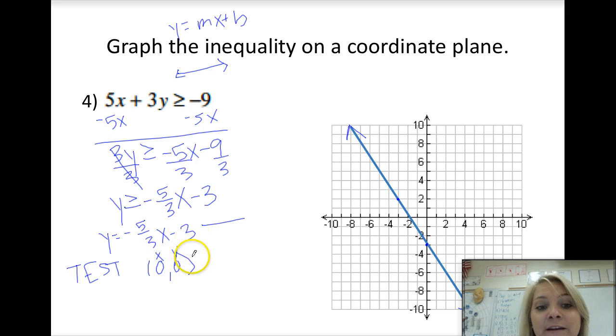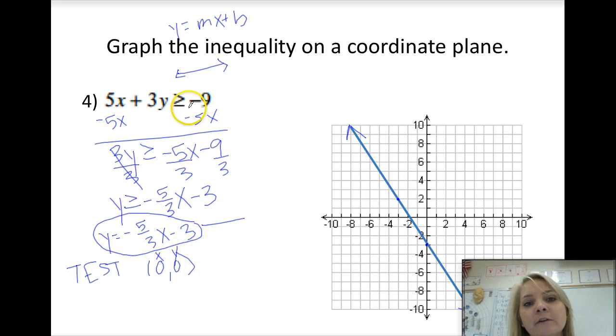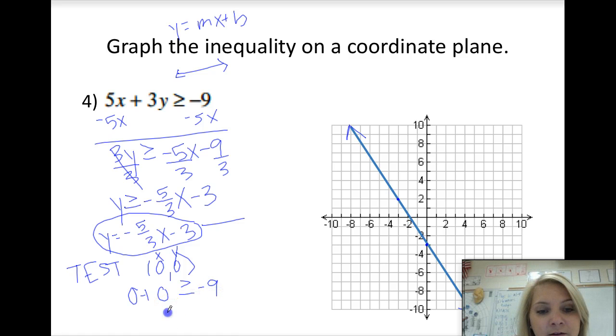Now from this point, you can either substitute it into the equation that we solved or the original equation. I lean towards putting in the original equation just because it works out nicely, especially with the test point 0, 0, because we're going to get 5 times 0, which is 0, plus 3 times 0, which is 0, is greater than or equal to negative 9. So we get 0 is greater than or equal to negative 9. Now 0 is greater than or equal to negative 9. This is a true statement. So 0, 0 is a solution.